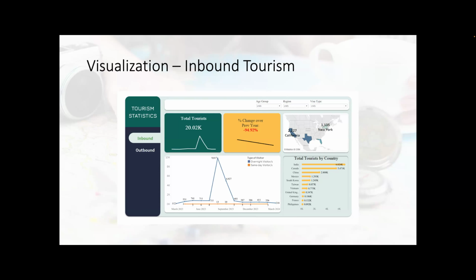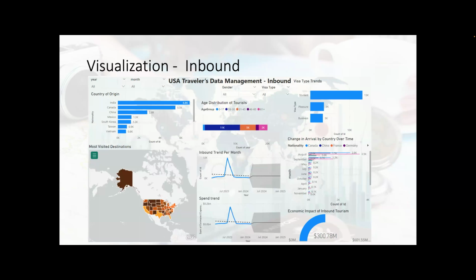Next, Ashwin will tell us more about the insights that we found. So as we look at the inbound traffic to the US, as we have already seen, India stands first. If we break that down, it's mostly students that are coming in, and very few for pleasure and business.